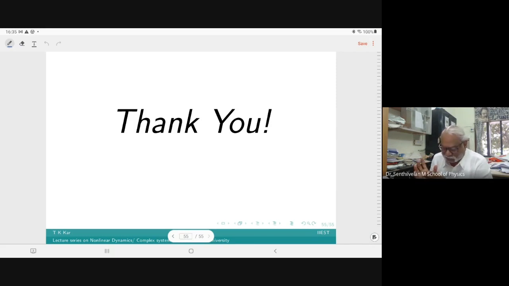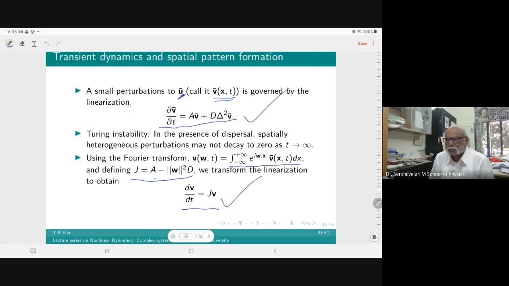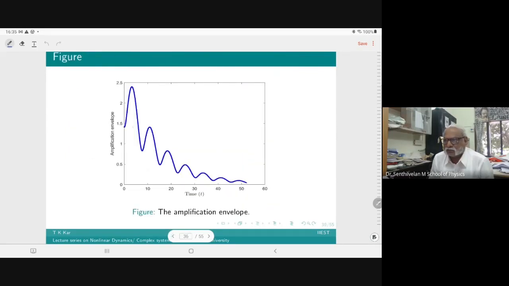Professor, I have one question. How far does this amplification match with experimental results? Experiments are done for a very short time, not for a long time. If you look at any graph of the amplification envelope, experiments are based on a very short time scale. Maximum amplification occurs here, so you have to consider at what time the maximum amplification occurs. If you don't know that, then your experiment will not validate this result.